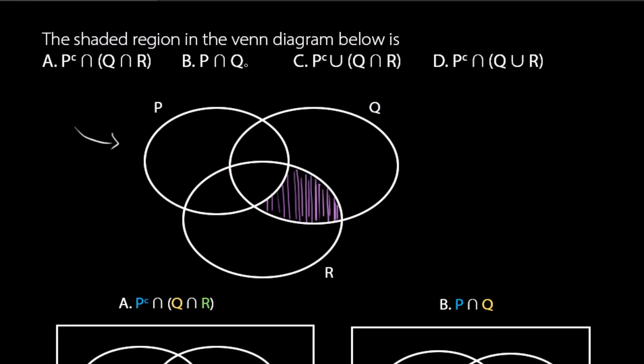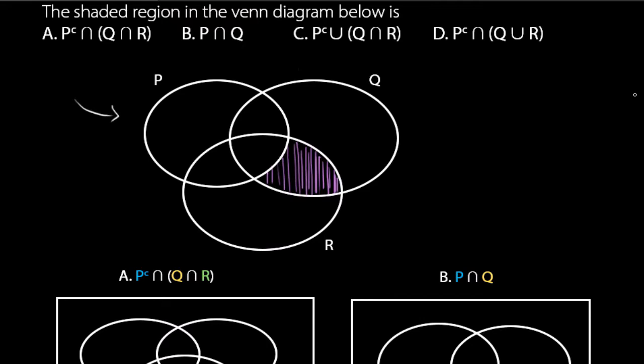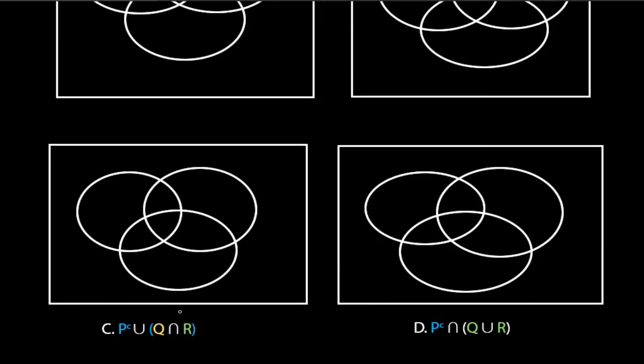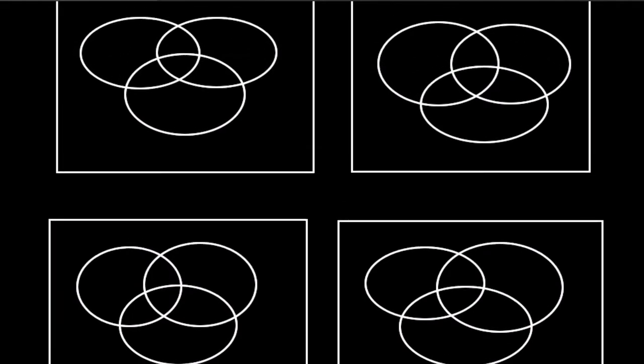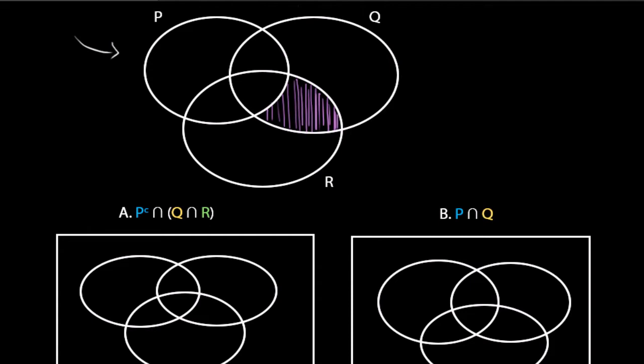Now, how do I know which of these tallies with the shaded portion in the Venn diagram that we have here? What I'm going to do is sketch the Venn diagram for each of them. Then any of them that tallies with that is going to be a solution. So I'm going to start with the simplest one. You can see we have A, B, C, and D, so I have empty Venn diagrams. I'm going to sketch the Venn diagram and then see which of them tallies with this area here.